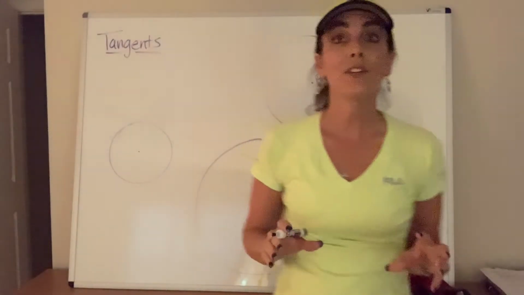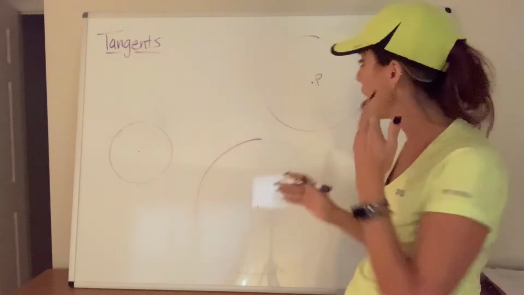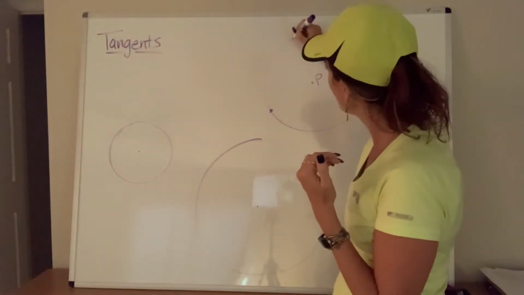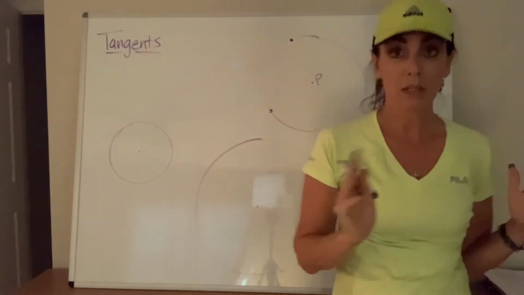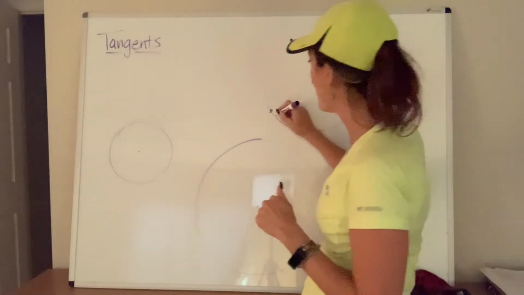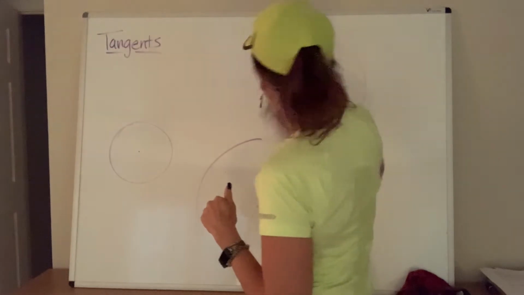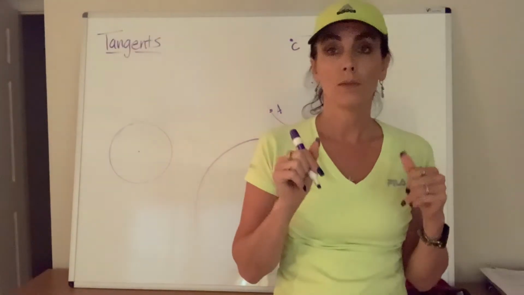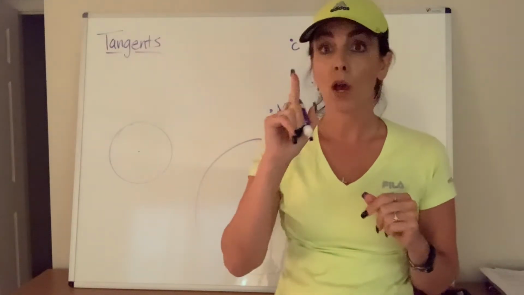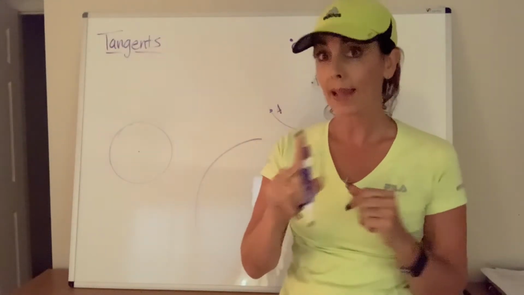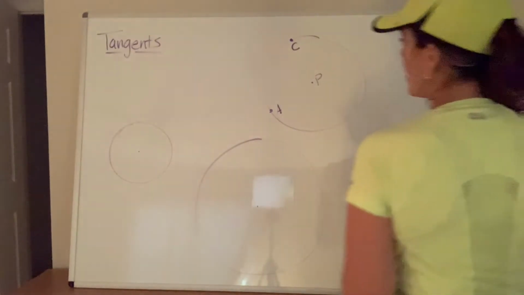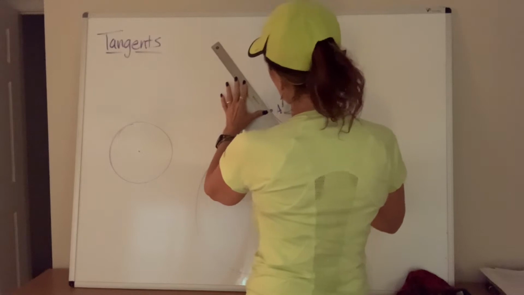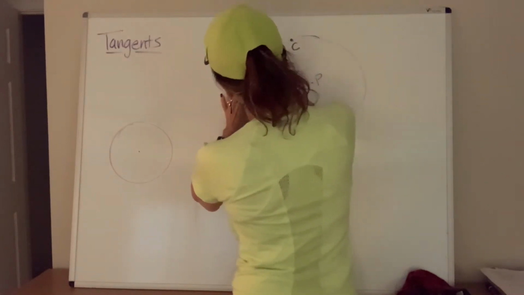Now I want you to choose 2 points on opposite sides of the circle. So maybe here, something like this. And label them A and C. Now I want you to draw a line from point A that only touches circle P in one point, at A. So I'm going to use a straight edge here, and it's going to look something like this.